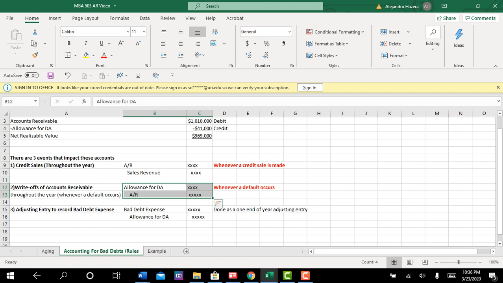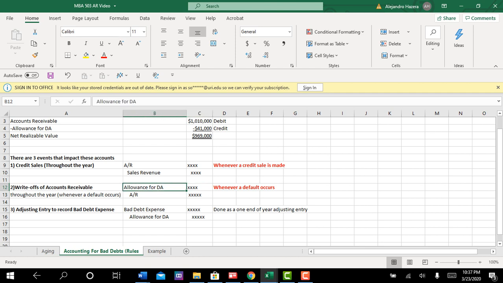And remember, there's only three entries that are going to go into these two accounts. Credit sales, and this write-off entry right here. Both these entries are done throughout the year. You sell things throughout the year, so you record credit sales. Throughout the year, people default, so you write off accounts receivable with a credit to accounts receivable and a debit to the allowance for doubtful accounts.